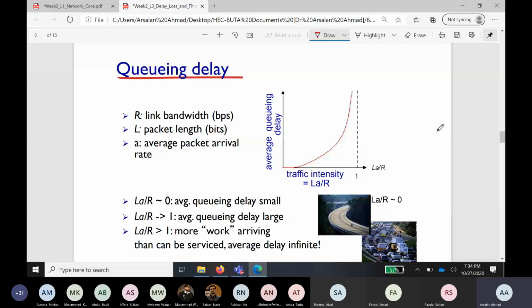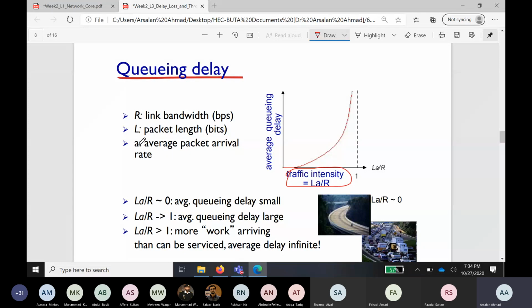And we say this on the basis of this parameter, and this parameter is traffic intensity. Right here, traffic intensity, LA by R. Let me explain this. It's very interesting, and sometimes it confuses students, but you should not be confused. Let's discuss this parameter, LA by R.